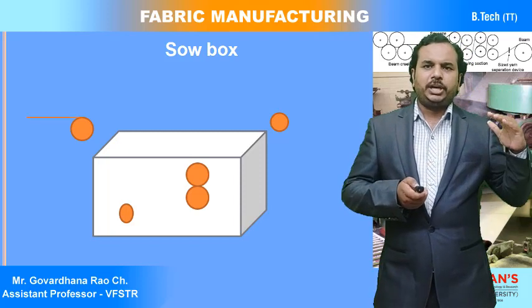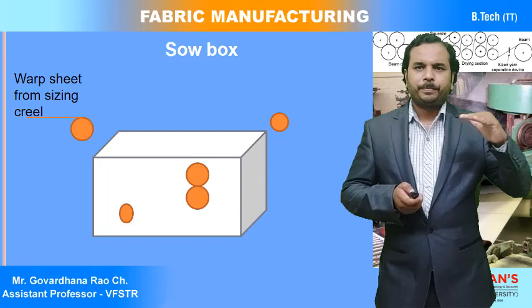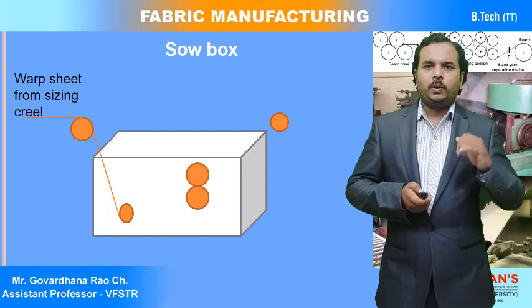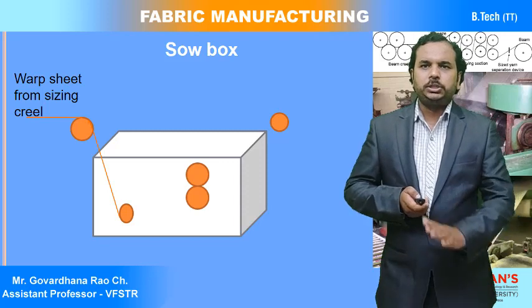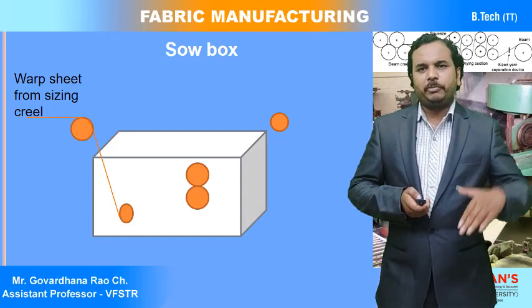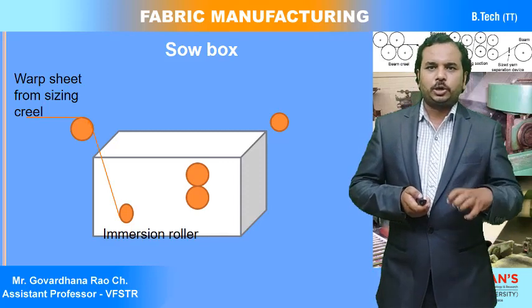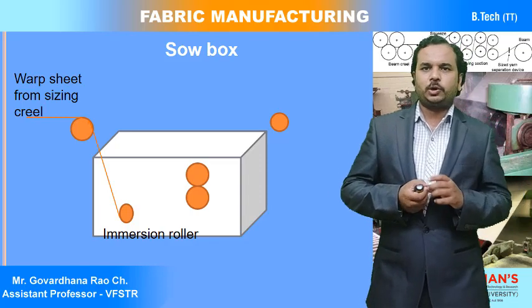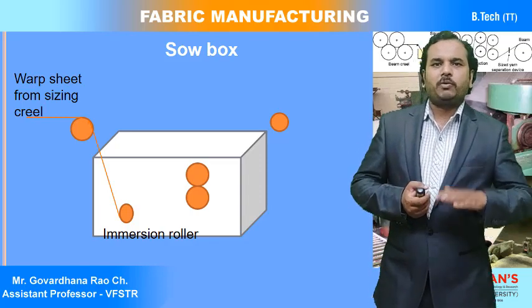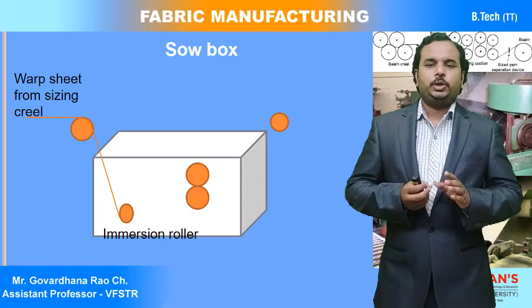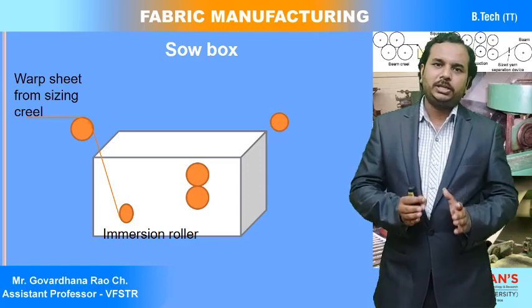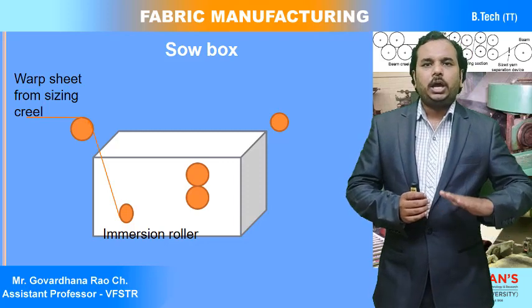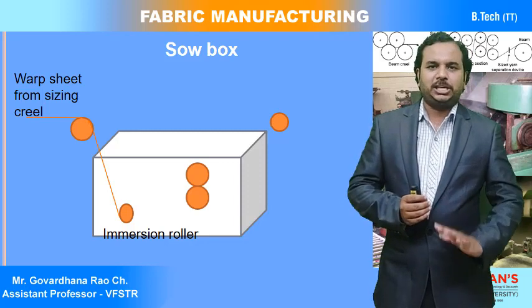Now the warp sheet which is coming from the creel is going through the size paste with the help of the immersion roller. So this is the immersion roller. The function of the immersion roller is to immerse the warp sheet into the size paste.